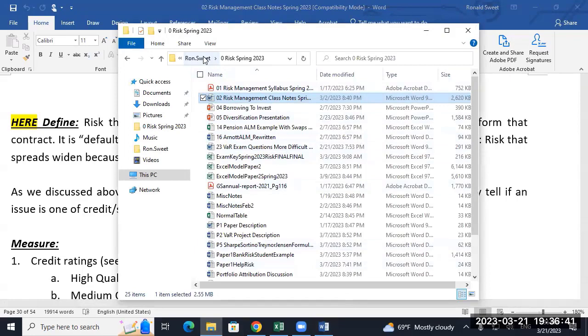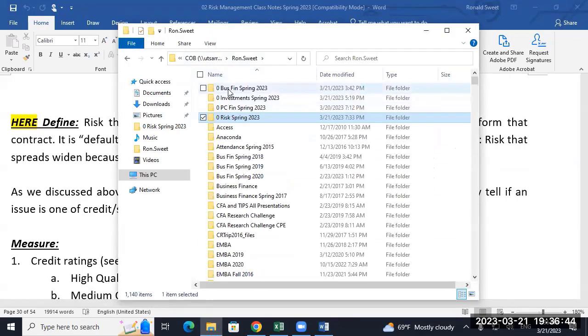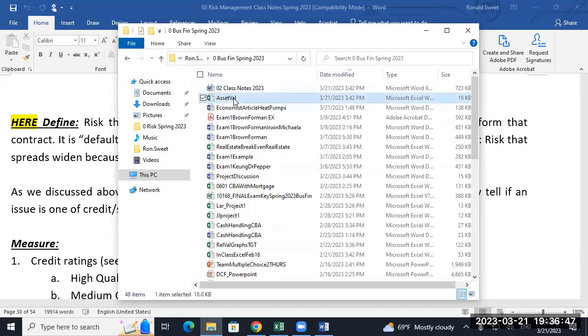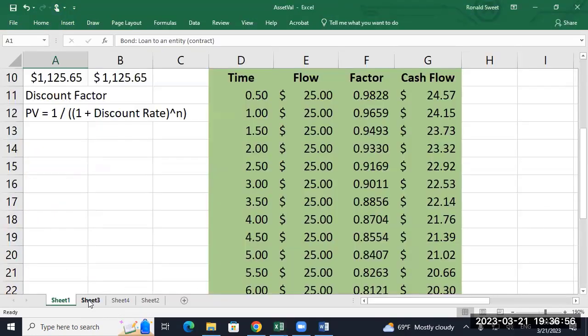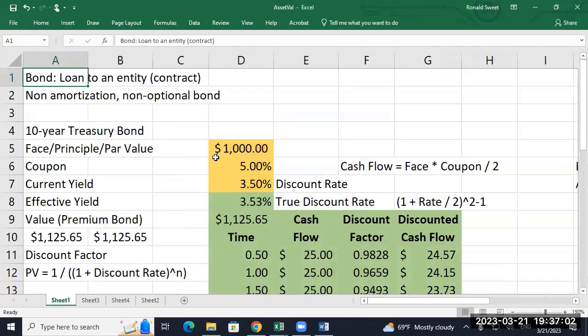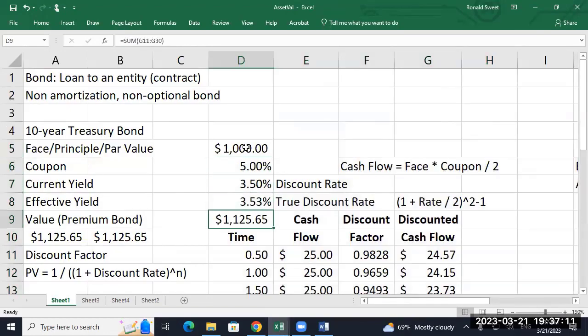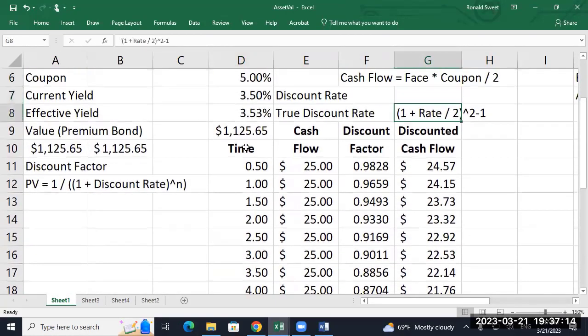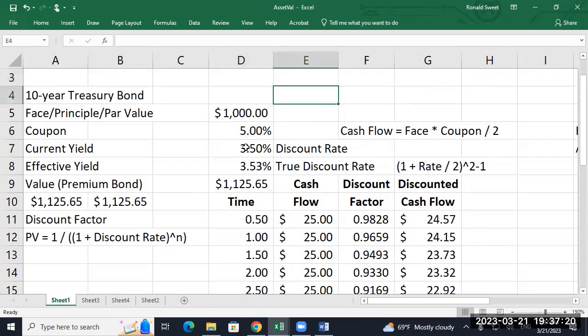Just to remind you, you'll see this on the CFA exam. So if you got a 5-year bond, well, let's do 10 years. You got a 10-year bond. You can take the present value of that, which gives you the price of the bond of 1125.65. So you got a 5% coupon, so you're getting $25 twice a year, every 6 months. You discount that. So let's say the bond coupon is 5% and the discount rate's 3.5%. So what is the duration?